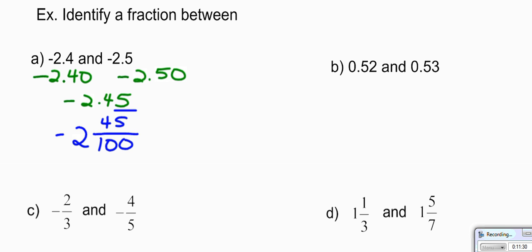Some of you might get to only this point. Some of you might realize that 45 and 100 have a common multiple still, so I can divide both of them by 5. When I divide both top and bottom by 5, I get negative 2 and 9 over 20. This fraction is in lowest terms because 9 and 20 do not share any common multiples. So that's your decimal example.